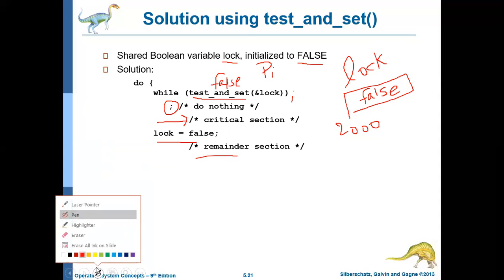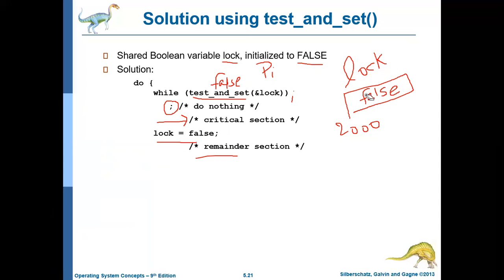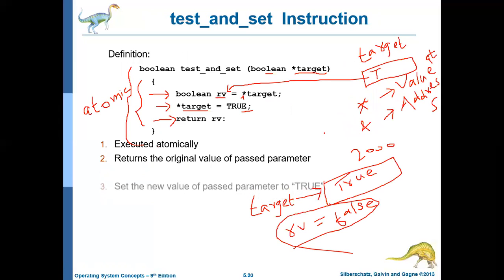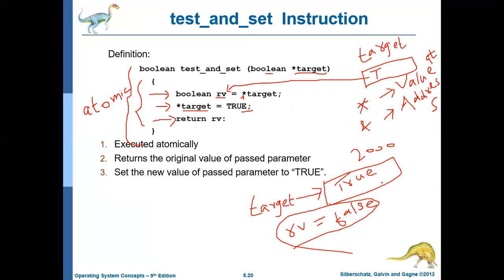Let us see what will happen if lock is true. Let us assume initially lock is not false, but lock is true. Now this process pi calls this test and set instruction, which is an atomic instruction that will be executed in one single stretch without any context switch in between. The lock value is true, and the same address is passed here. Now target contains true, it is not false.